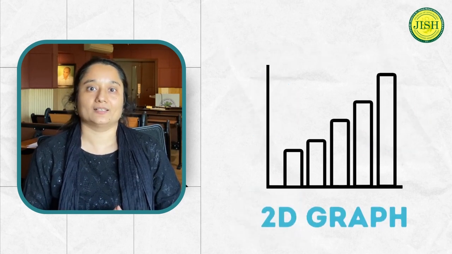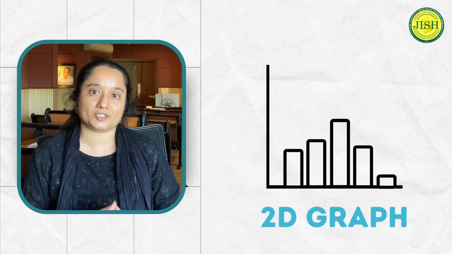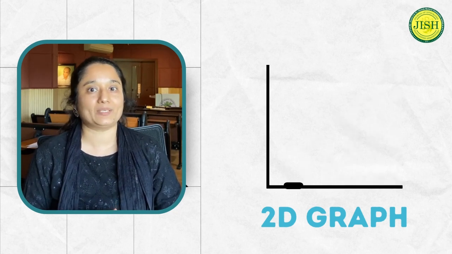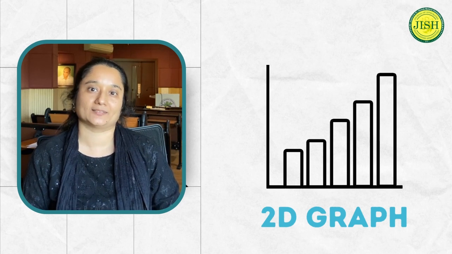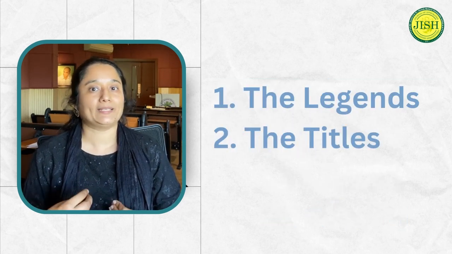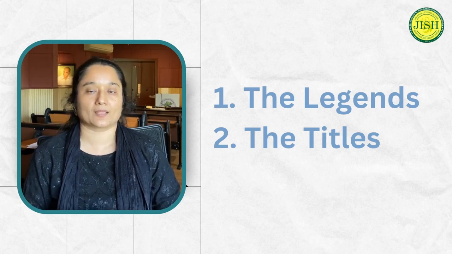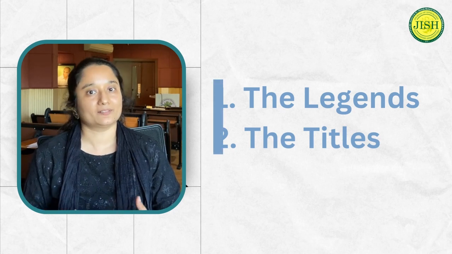Always remember to use 2D graphs for better data visualization and to avoid ambiguity in data presentation. The legends and the titles should be given very clearly and be self-explanatory so that the reader can easily understand the findings.